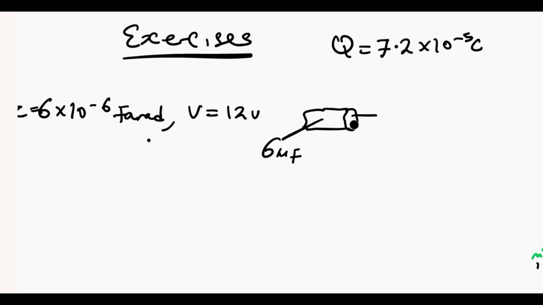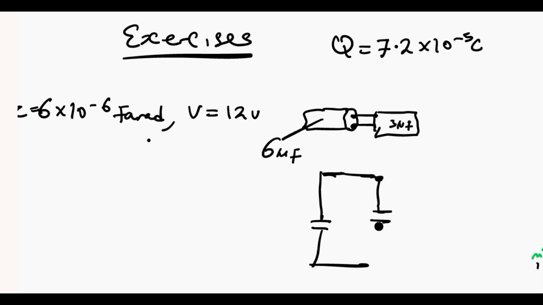It's now connected to the 3 microfarad capacitor. You see, this type of connection is a parallel connection. Note that, because each end is connected. How is a parallel connection? The first terminal is connected to the first, the second to the second. Are you getting it now? Yes, the ends of each are connected. 1, 2, 1, 2. This is a parallel connection, right?